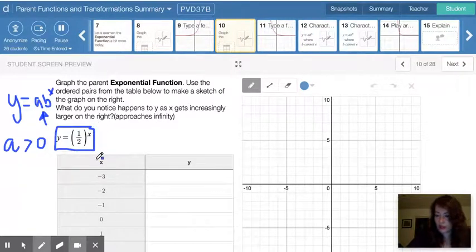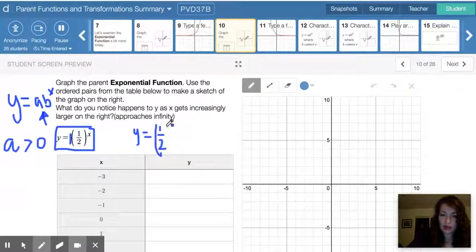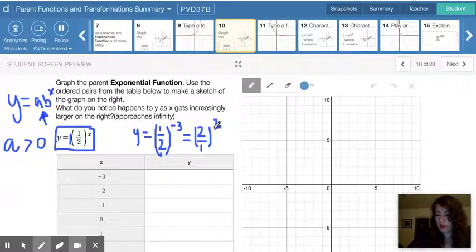Now in this case, what do you think your a value is? If you said 1, you are correct. Let's see what happens if we input a -3. So y equals 1/2, and I input the value -3. What will happen to my function? So 1/2 raised to the -3 is actually the same as 2/1 raised to the +3, which is the same as 2 times 2 times 2, which is just 8.